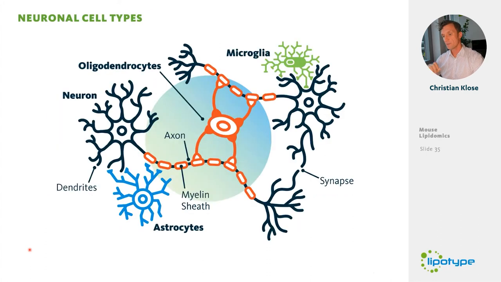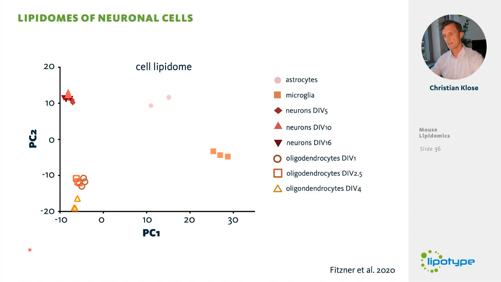And we can dive even deeper than the tissue level. We can look also at the cellular level. So we have done lipidomics on oligodendrocytes, microglia, neurons, and astrocytes, which are essentially the neuronal cell types. And we see a very similar result as we have seen before on the other levels. Again, each cell type has a very specific lipidome, as you can easily recognize here by the different clusters in the principal component analysis.